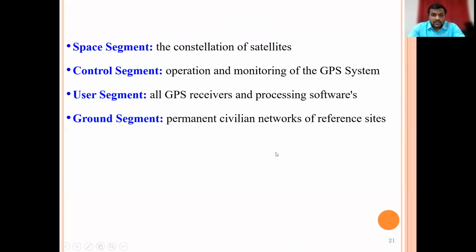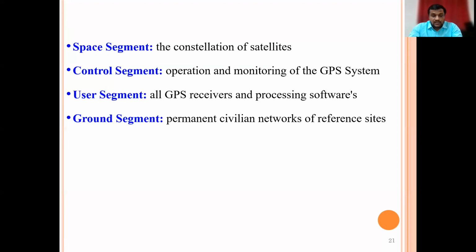GPS has different segments, different components. There are a total of 4 segments in the entire GPS network: the space segment, control segment, user segment, and the ground segment. The space segment is the constellation of the satellites.